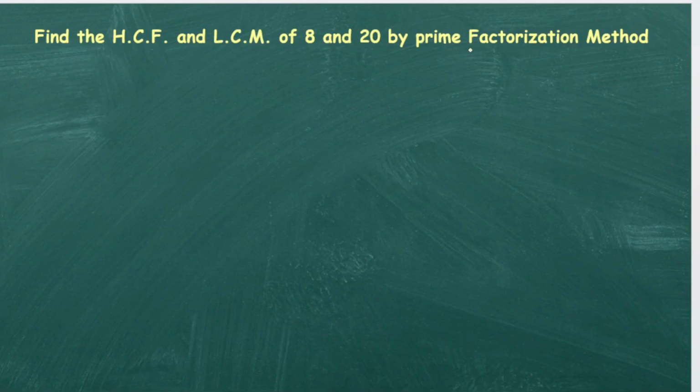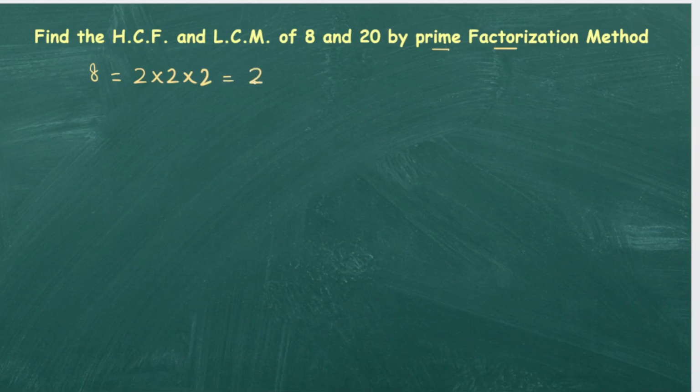Now, as the method is saying prime factorization, that means we first need to write the prime factorization of these numbers. Now, what is the prime factorization of 8? It's 2 times 2 times 2. That means prime factorization means breaking this number into the product of prime numbers. We know that 2 is prime and we know that 2 times 2 times 2 is 8. So the prime factorization of 8 is this.